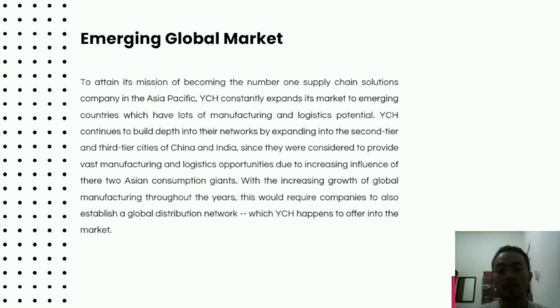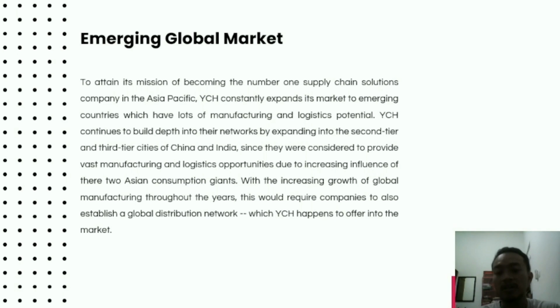With the increasing growth of global manufacturing throughout the years, companies will also be required to establish a global distribution network, which is what YCH happens to offer to the market. So the trend of globalization, where markets are now much more integrated and interdependent globally, also provides opportunity for YCH to constantly expand their market.